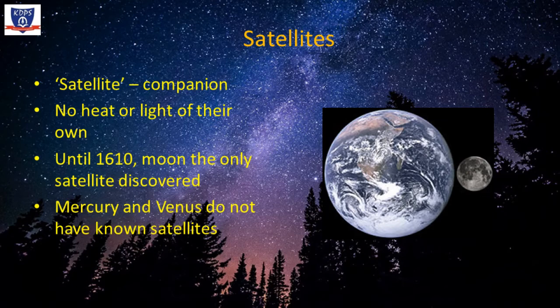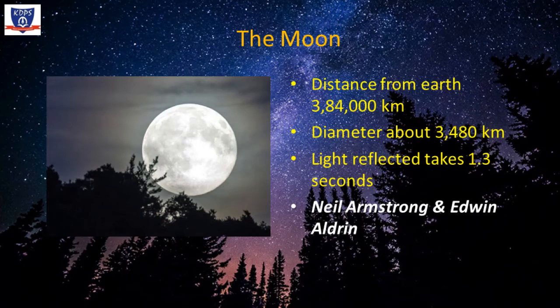Now let's understand about our moon, which is the satellite of our Earth. It is the heavenly body that is closest to the Earth, and hence it appears larger and brighter than any other celestial body in the night sky. The average distance of moon from the Earth is about 3,84,000 km and its diameter is about 3,480 km. The light reflected from the moon reaches the Earth's surface in about 1.3 seconds.